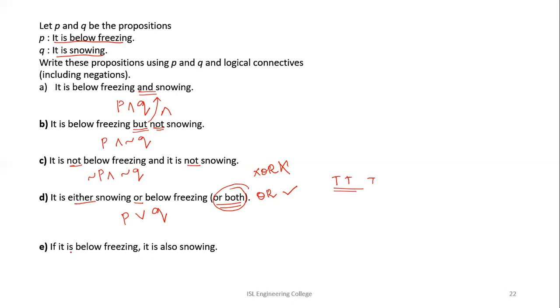Now, the next one is if it is below freezing, it is also snowing. If you want to identify this one, it is very simple: it will be P implies Q. If P, then it is also snowing. So this is P implies Q.